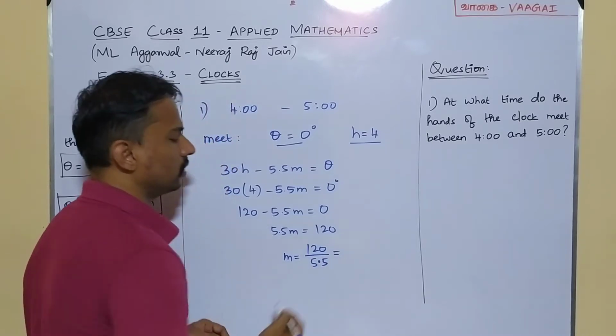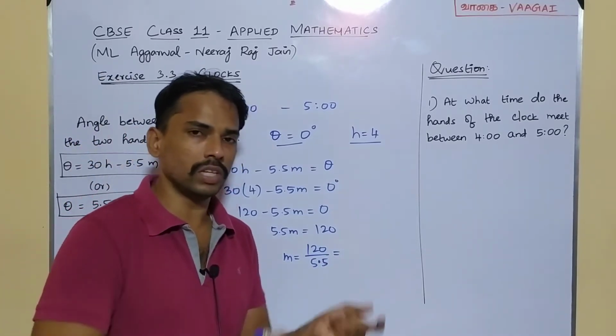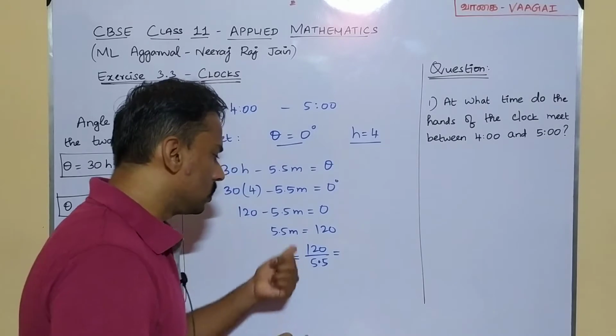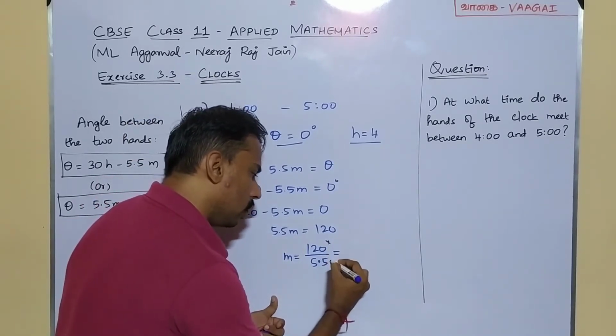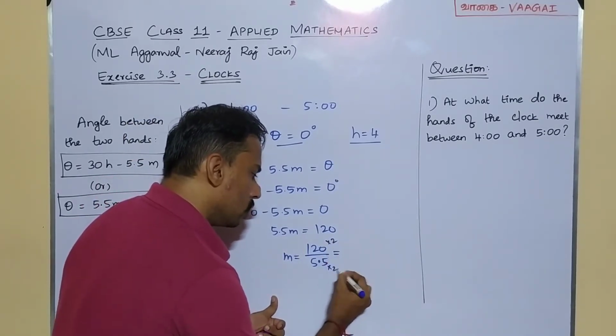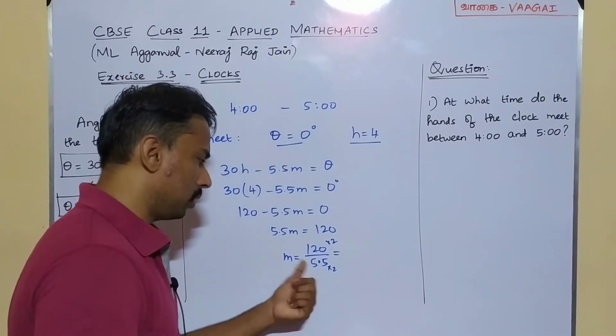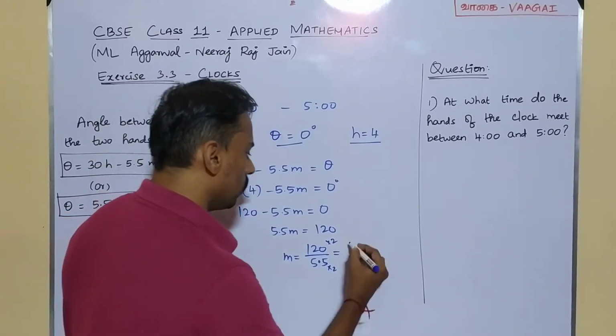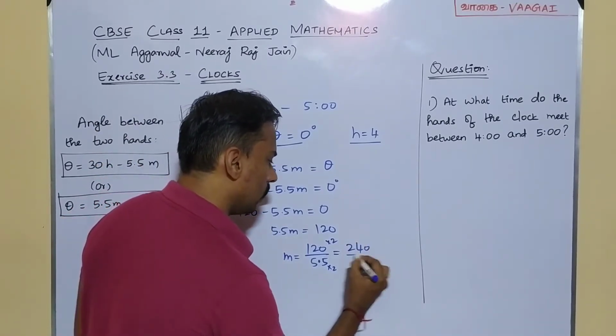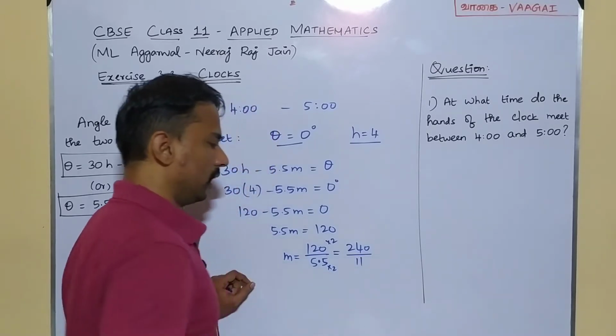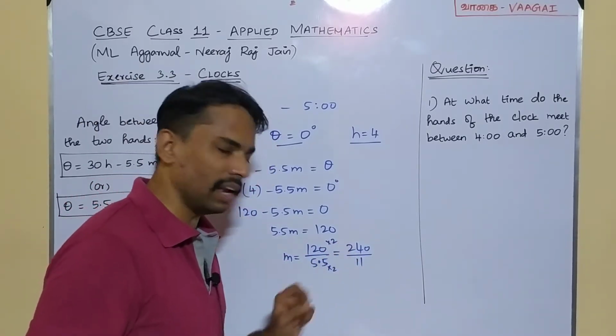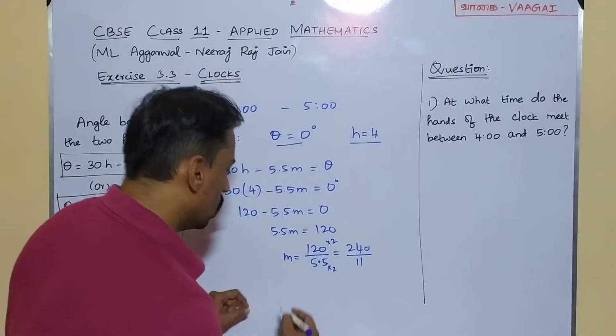So how can you simplify this? Just as usual, if you have seen the introduction video on how we solved it, multiply the numerator and denominator by 2 so that we are free from decimals in the denominator. So what you get is 240 in the numerator divided by 11 in the denominator. So you need to divide 240 by 11 and that will tell you the answer.